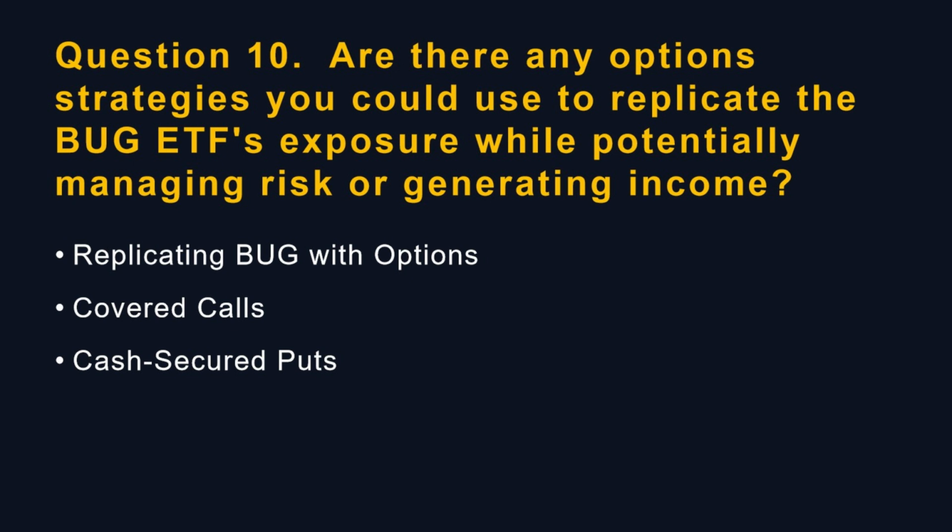Alternative income generating strategies. High dividend technology ETFs. Some technology ETFs, while not purely focused on cybersecurity, might offer a higher dividend yield compared to BUG. This can be a way to generate income within the broader technology sector.